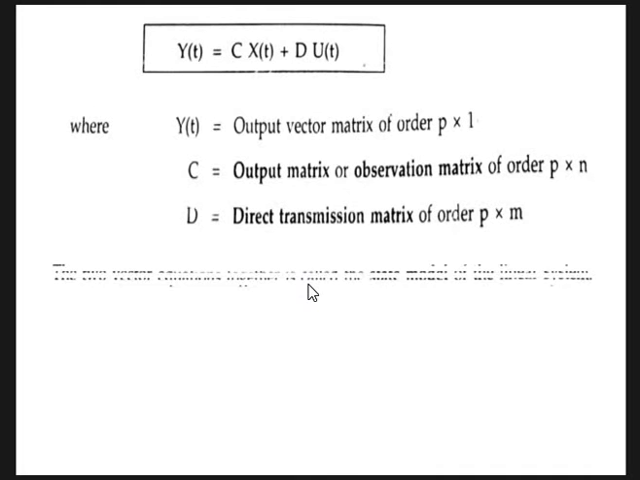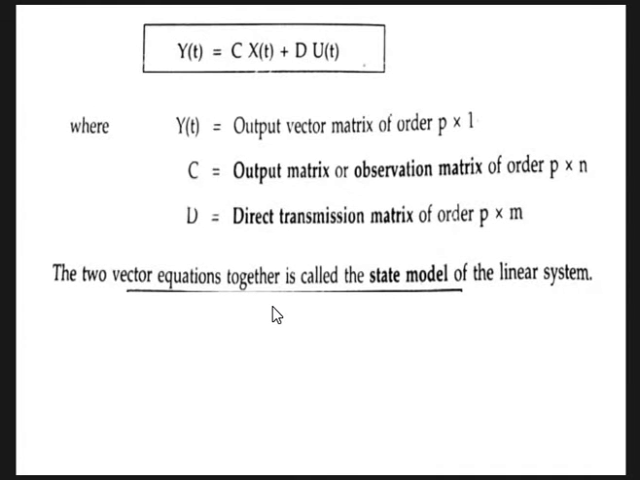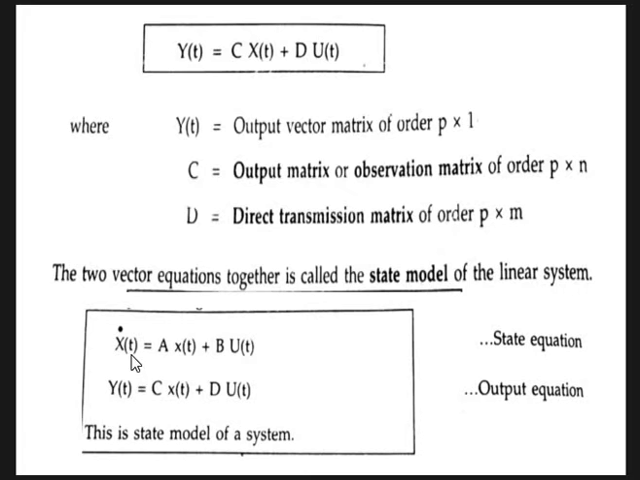So finally, the state model is the combination of these two equations. The first equation is x dot of t is equal to A into x of t plus B into u of t. This equation is called the state equation.